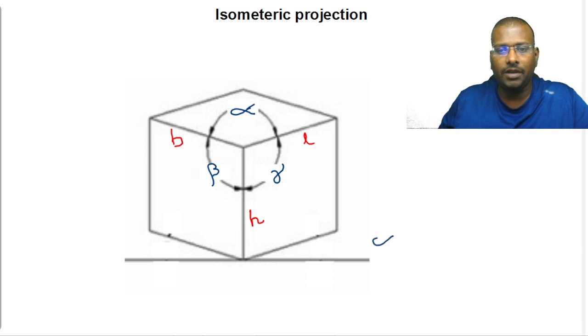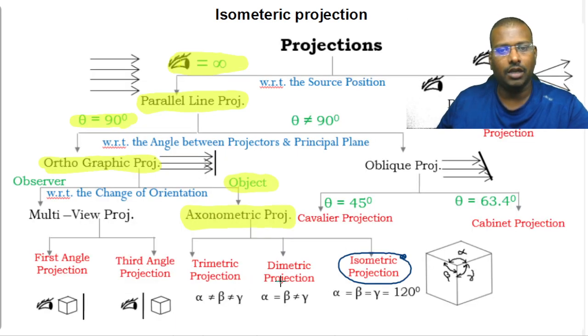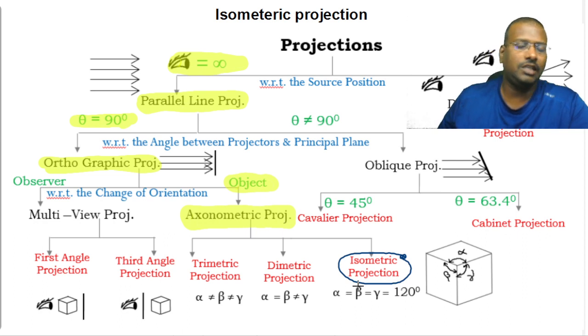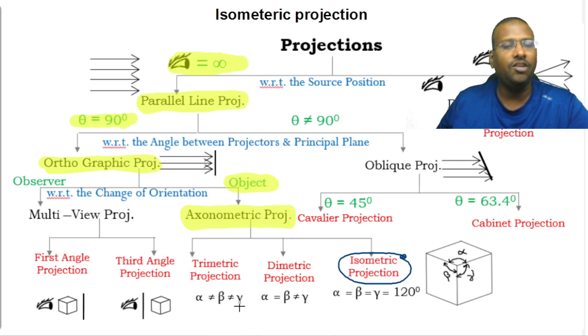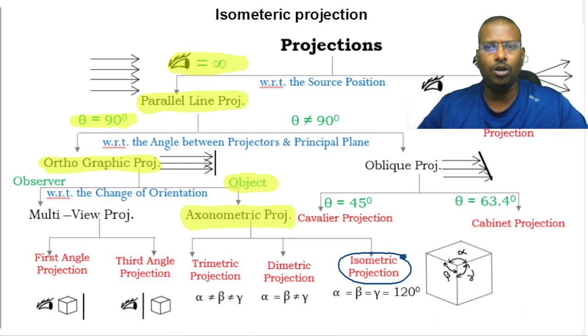Therefore, the relation between alpha, beta, gamma, we can divide into three axonometric projections. What are they? They are trimetric projection, dimetric projection and isometric projection. So what is the difference between these three? If these three values alpha, beta, gamma are different, the combinations will be infinite. You can take any combination, but the sum should be equal to 180 degrees.